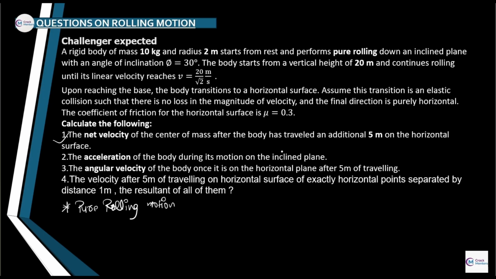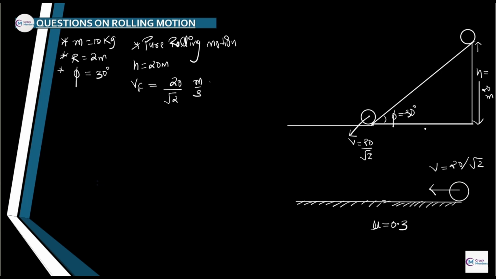When this body is going like this, it must achieve some final velocity, and it is asked to us what is the velocity which its center of mass has. Then we have to solve it with the kinematics equation, or it can be said with work done or energy conservation. There are multiple ways to solve it. I'm going with kinematics.